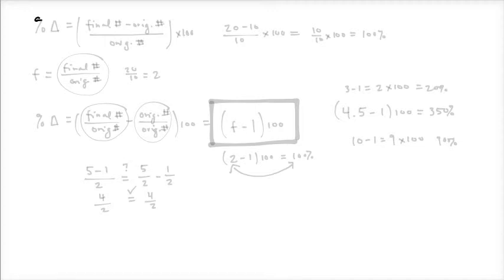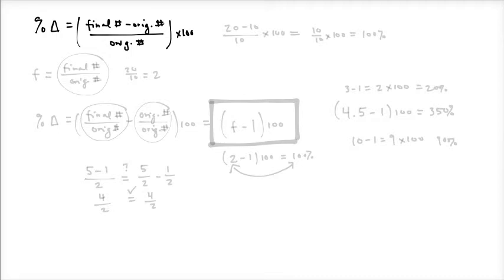Let's start with percent change. I'm just going to write out the formula. So you may remember that it's the final number minus the original number, all divided by the original number. And this actually just gives us the fraction, so we have to multiply by 100 to get the percentage.